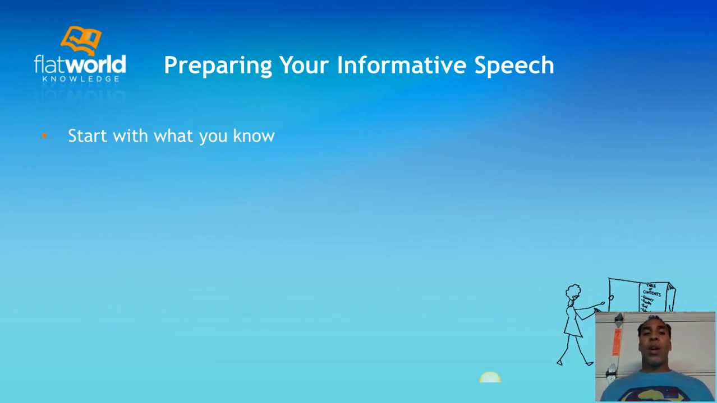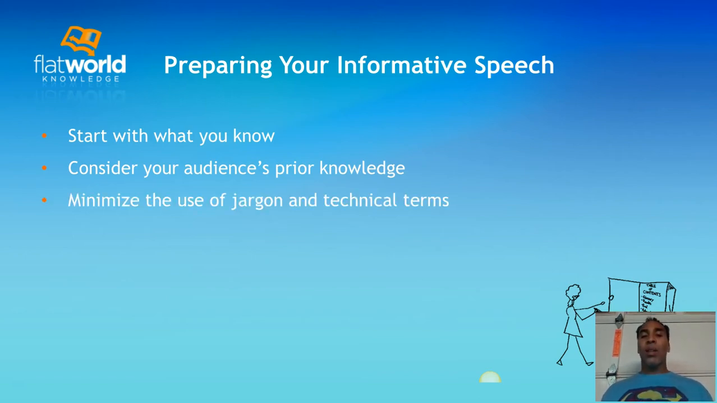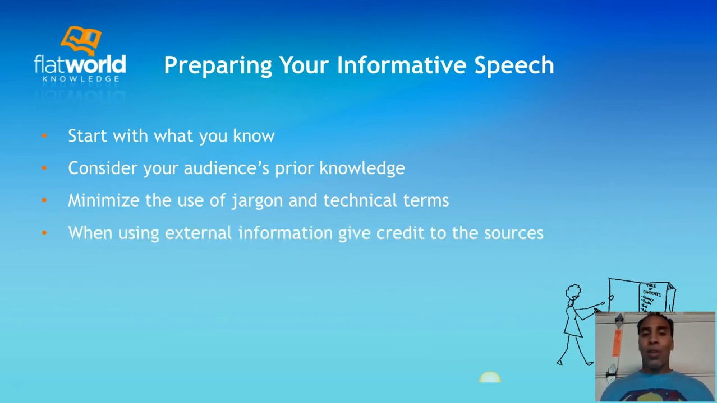Preparing your informative speech. I want you to start with what you know, right? So you need to be speaking about things that you know about. Consider your audience's prior knowledge. If everybody knows 1 + 1 is 2, then there's no need for me to say it. But if I'm not 100% sure that they do, then I might want to hold off and just get through it quickly. Minimize the use of jargon and technical terms. I don't want to talk about things that are just specific to my industry or things that normal people would not know about. But people do that all the time. They sound like Confucius because they're only talking about things that within their company they know and understand. And maybe you being an outsider, you don't.